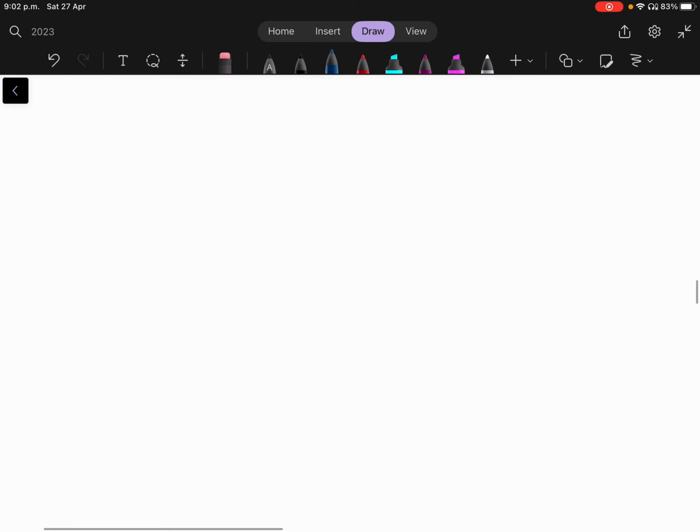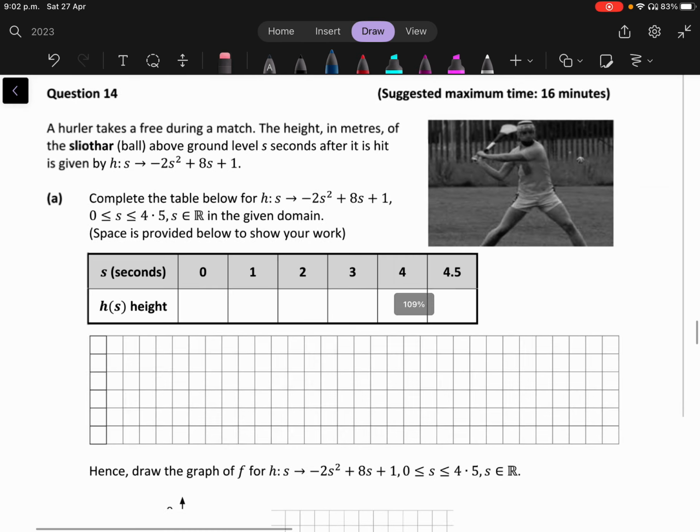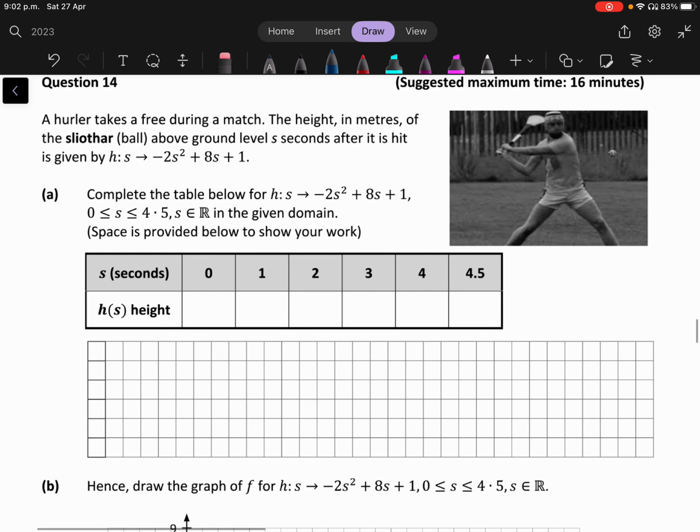Now let's move on to the next question. Again, a hurler takes a free during a match, and there's a height, and they are saying that h of s is equal to minus 2s square plus 8s plus 1. As and when you say h of s, just move on to the different one.